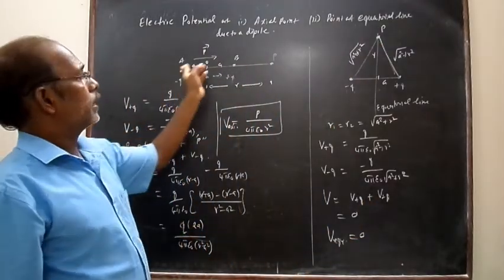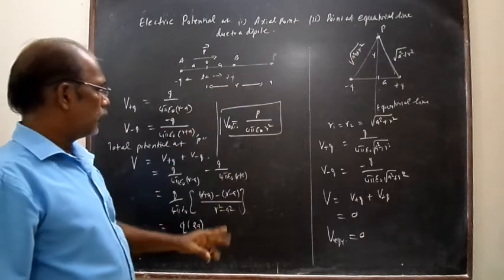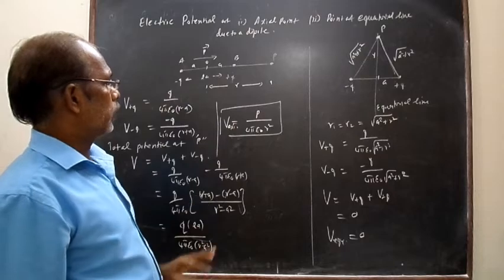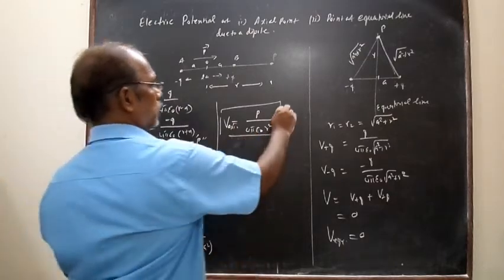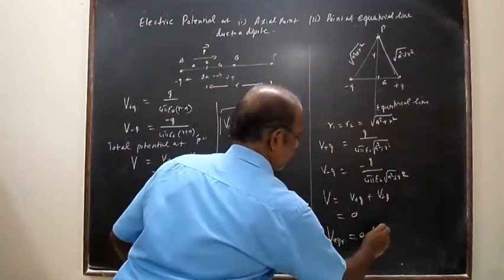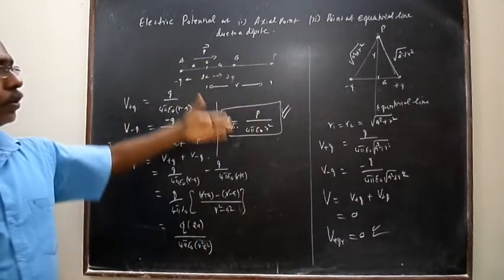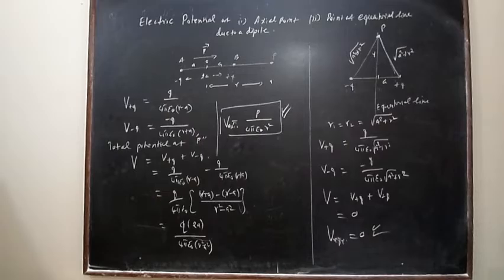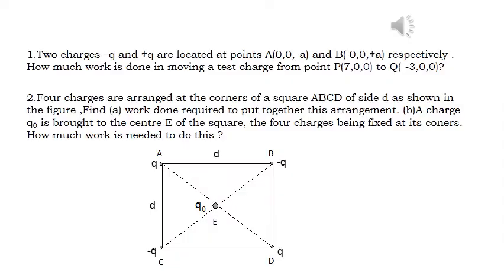Potential anywhere along the axial line is P divided by 4 pi epsilon naught R square. So the two results we are discussing separately, go through this. Another two questions we are going to discuss.